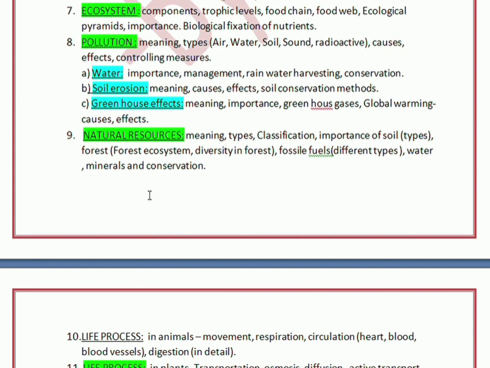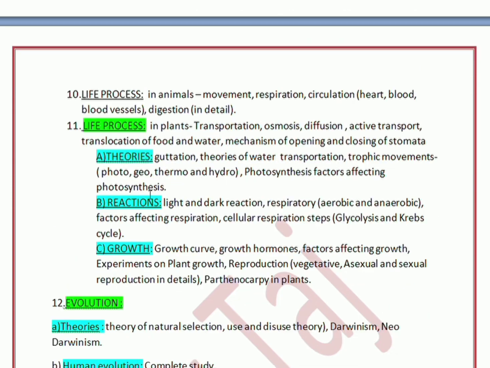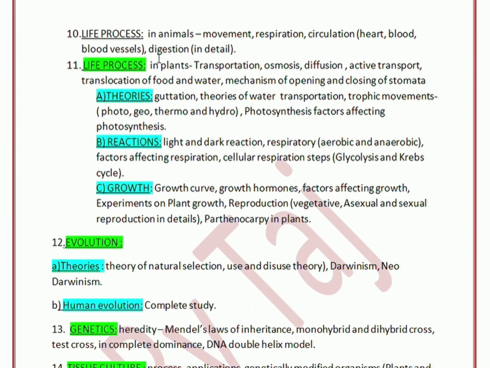Next, another chapter you are having is the life process. In animals, how the life process is going to occur, that is about the movement, respiration, circulation, in that circulation heart and blood vessels, and digestion. In a detailed study you have to learn the life process in animals.